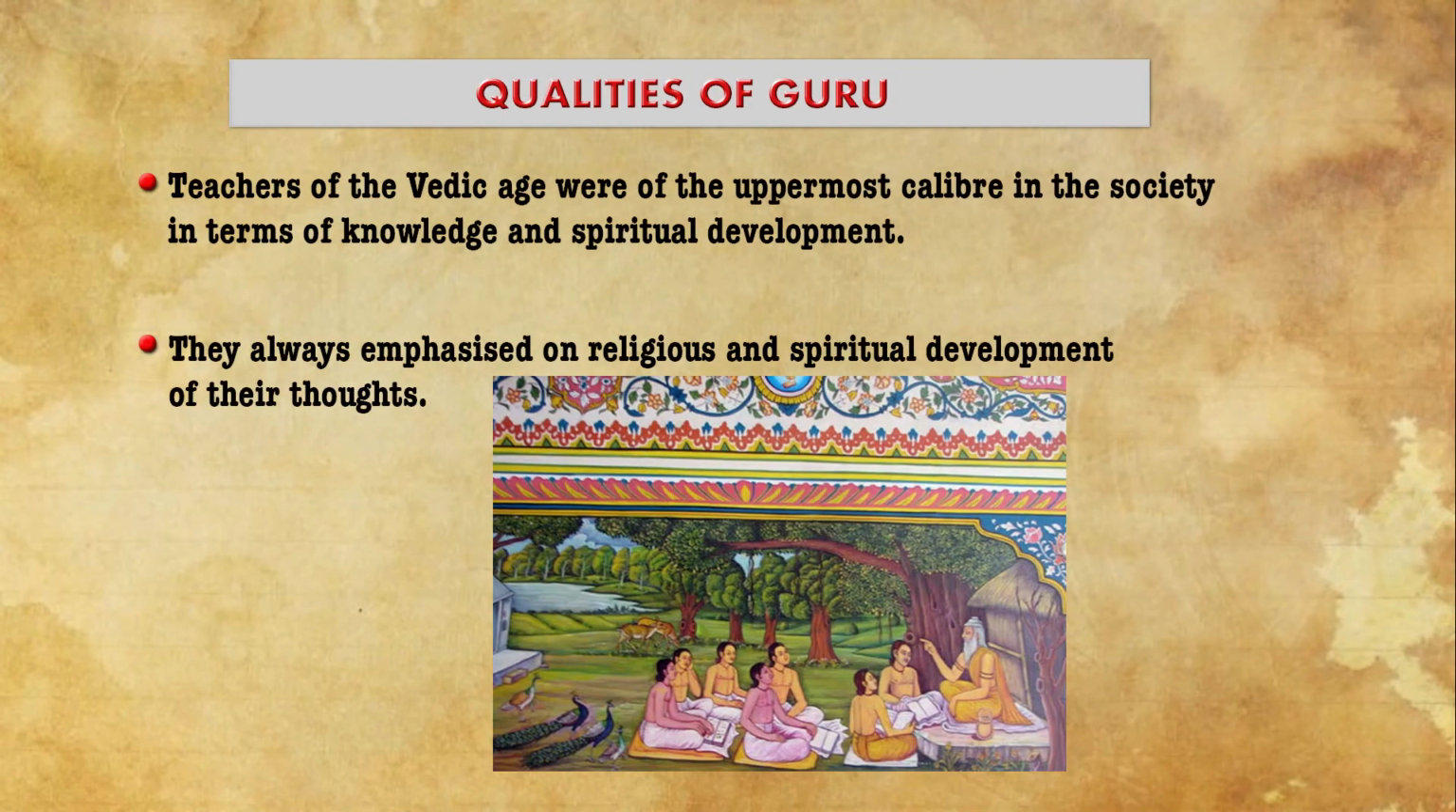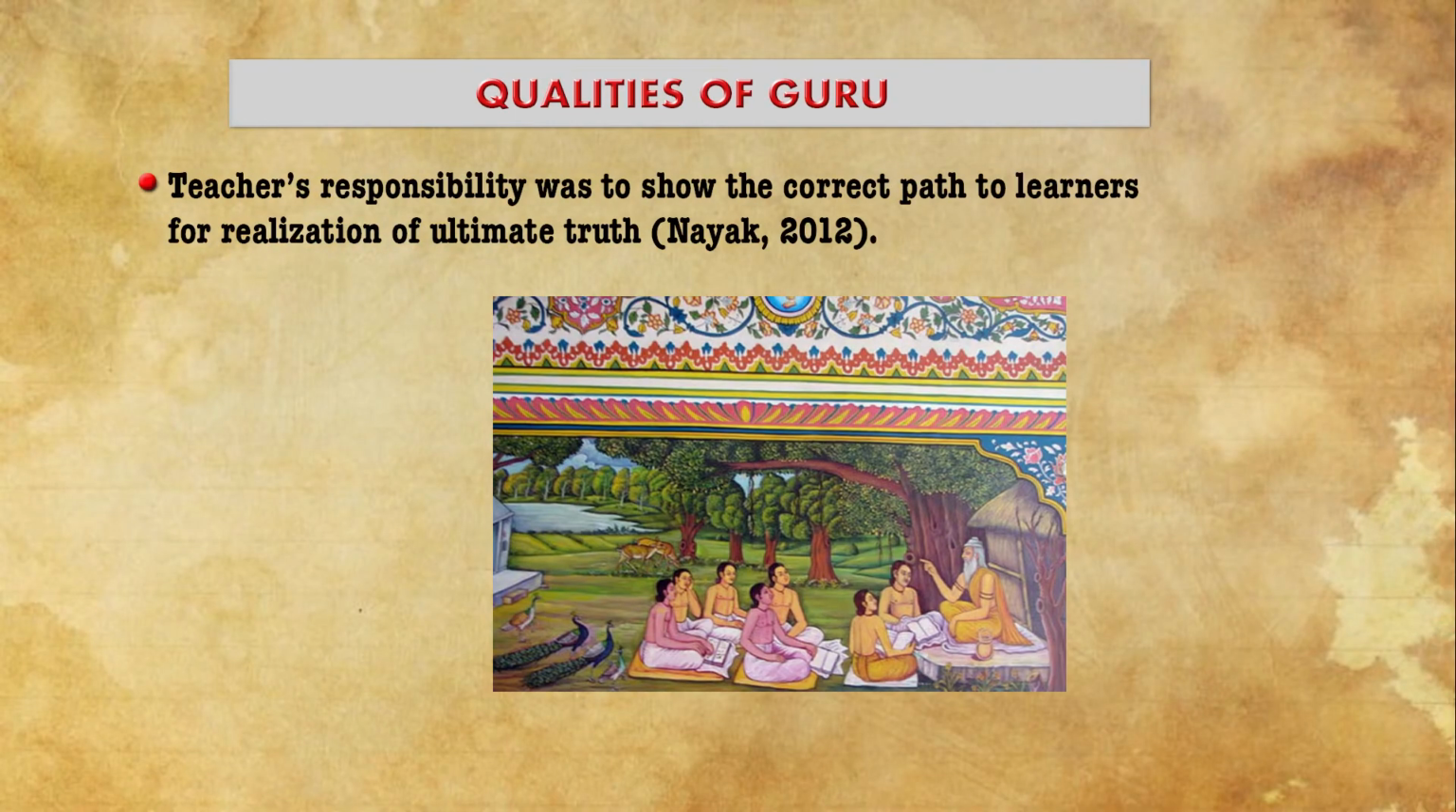In the Vedic age, the teacher was of the uppermost caliber. He had very good qualities in terms of knowledge and spiritual development, and he always emphasized the religious and spiritual development of his students' thoughts. Every obligation of the Shishya, the learner, was on the Guru, and the Guru continuously tried to improve different qualities of his learners. And definitely, he had an aim that his Shishya should be better than him. So, he always strove for improvement wherever the learner was lacking. The teacher's responsibility was to show the correct path to the learners so that they could realize the ultimate truth.